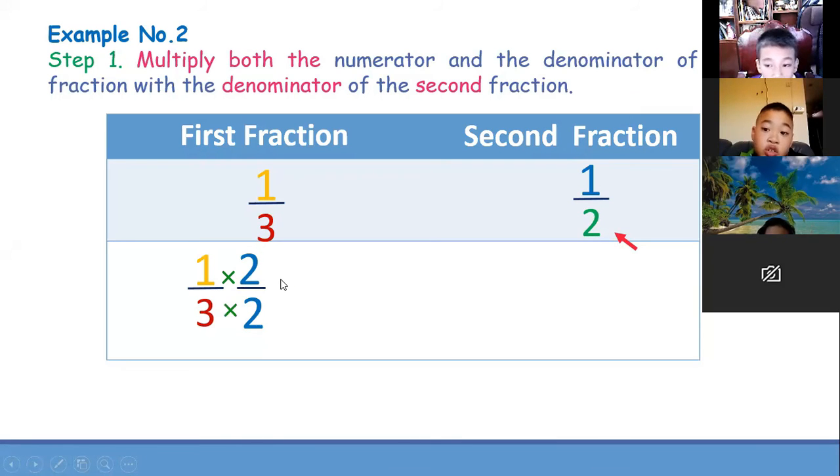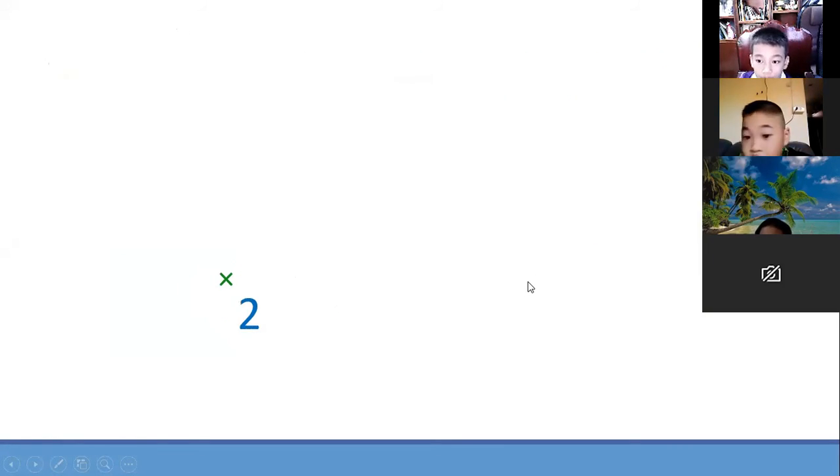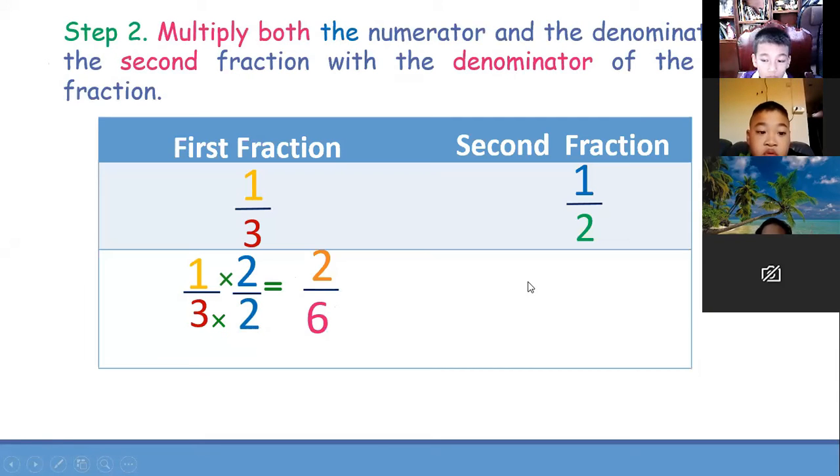Very good. 1 times 2, 2. 3 times 2, 6. Okay, that's right. What about the second fraction? Second fraction, you have to follow step 2. Who will do step 2?